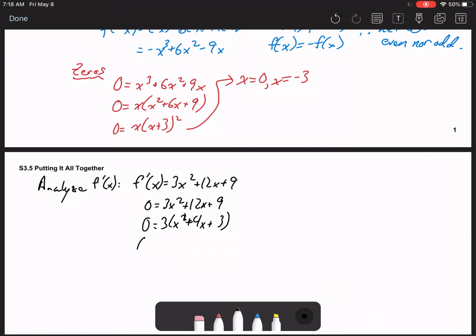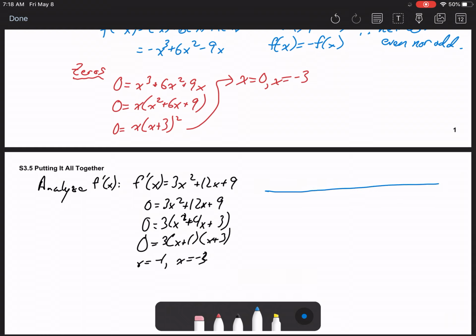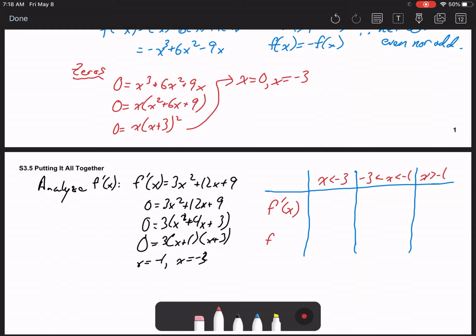Use my equation solving strategies. I can also factor this as x plus 1 and x plus 3, luckily. So that gives me two values, x equals negative 1 and x equals negative 3, which I can put into an interval chart now. Okay, so now that gives me what f prime of x is going to do, and therefore what f of x is going to do.